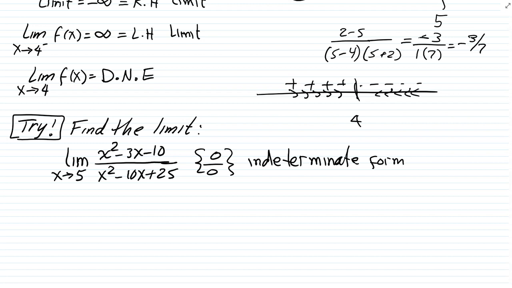So you need to work this, and let me give you a hint. Try to factor the top, factor the bottom, and then simplify it. Then use the sign chart, just like I did in the problem directly above it. Okay? So let's see how that's going to work out.